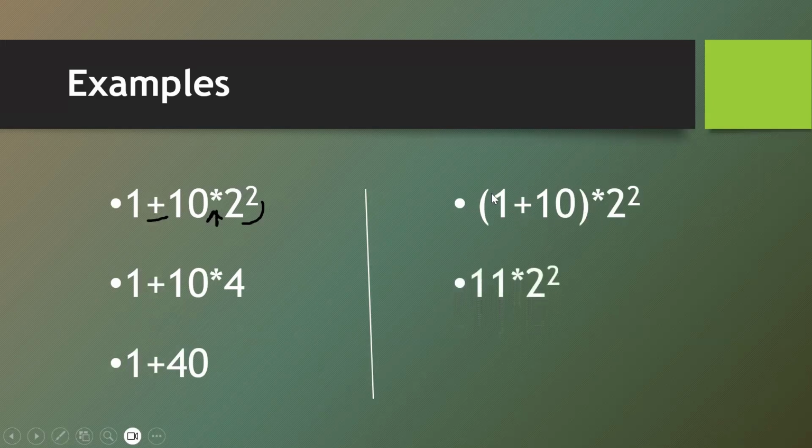First, it will perform the addition, so it will be 11 times 2 to the power 2. Then the power, 11 times 4, and then the multiplication, and here we have 44, but here we have 41. So we have a difference in the number.